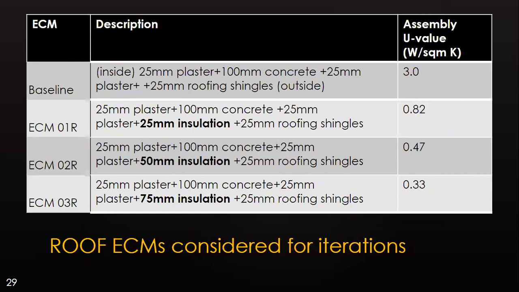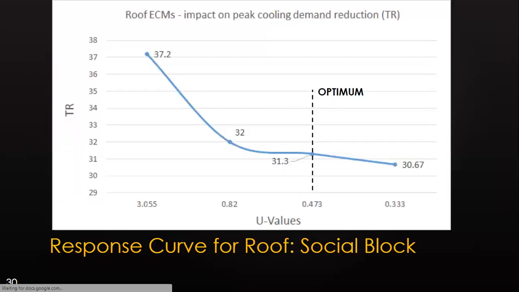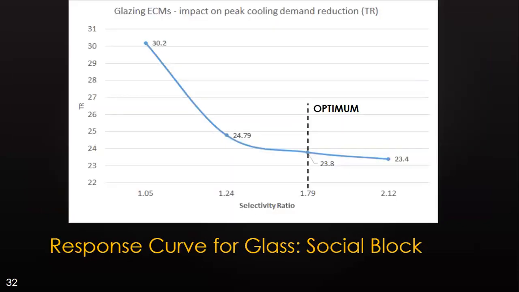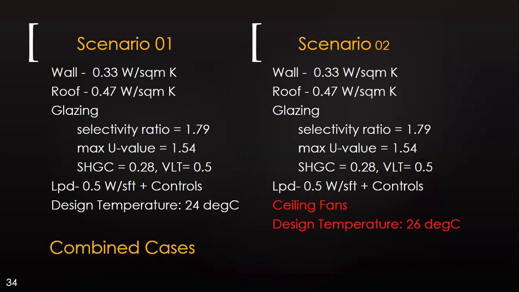Similarly, we ran this for the roof insulation. And then we looked at the different glazing options, right? So this is the different glazing specification. And here you can see the response curve for glazing as well. And the optimum was 1.7, selectivity ratio of 1.79. And then we put together the final recommended case.